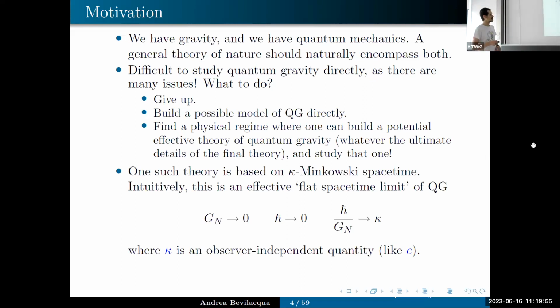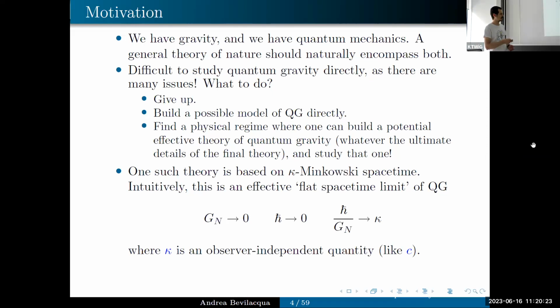One such theory is based on k-Minkowski spacetime. We will talk about it in more detail later. Intuitively, this is basically an effective flat spacetime limit of quantum gravity. These limits are just here to give you an idea of the physical regime in which we are working, because these quantities are dimensionful, so we cannot really meaningfully send them to zero. But if you want, you can imagine that this is the regime in which k-Minkowski spacetime is defined.